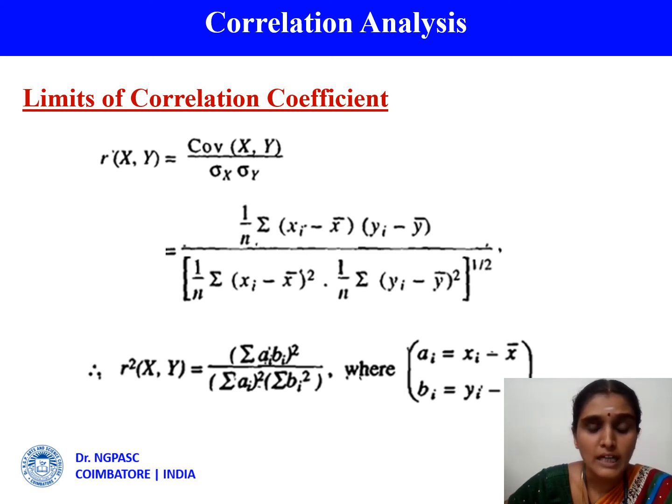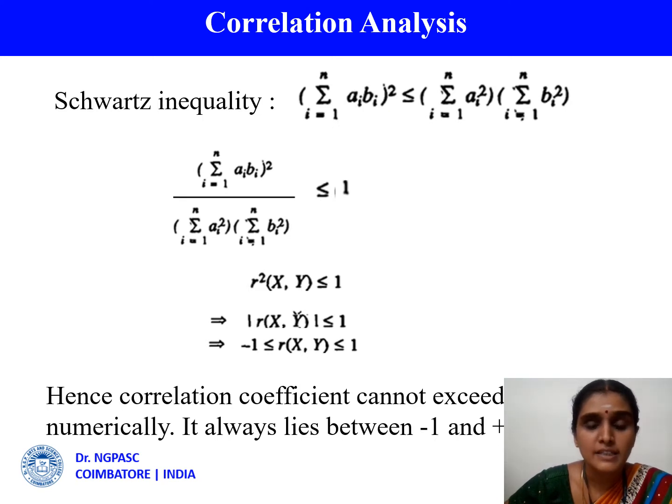So you will get r square of x, y is equal to summation ai into bi the whole square divided by summation ai square into summation bi square. The Schwarz inequality says that summation i is equal to 1 to n ai into bi the whole square is less than or equal to summation i is equal to 1 to n ai square into summation i is equal to 1 to n bi square for any set of real quantities a1 to an and b1 to bn. Now you bring this right hand side to the left side. So summation ai bi the whole square divided by summation ai square into summation bi square is less than or equal to 1. Now you substitute this in the formula of r square of x, y.